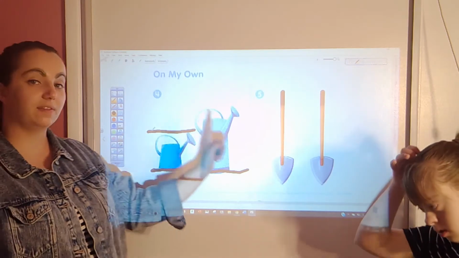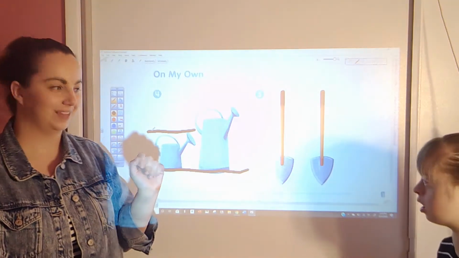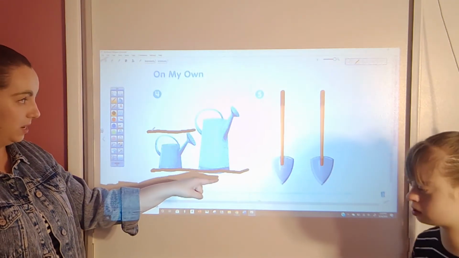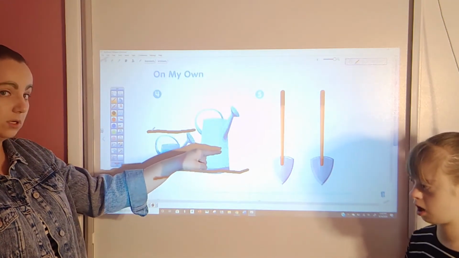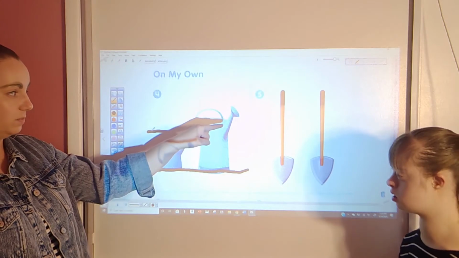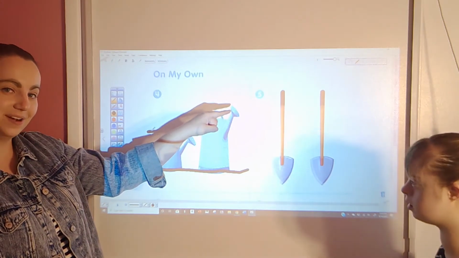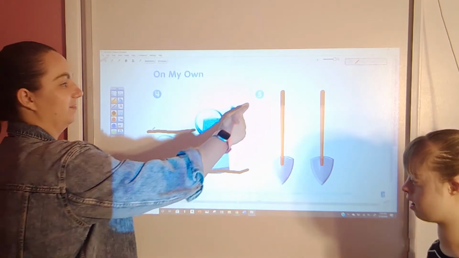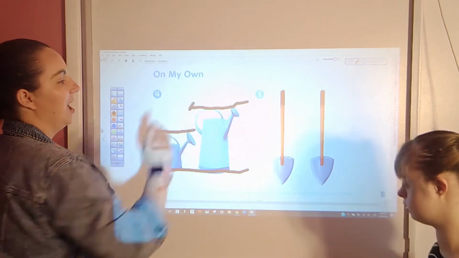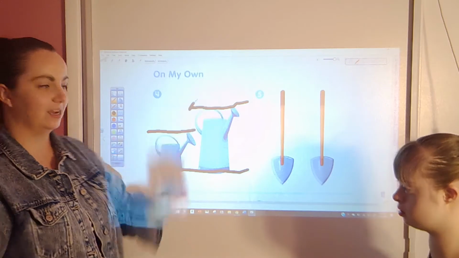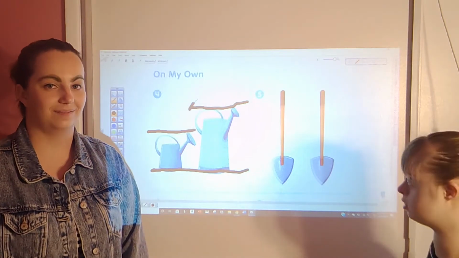Now let's look at the next watering can. I'm going to start at the bottom, measure all the way up. Keep going till the highest part, right there, the watering spout. So I'm going to draw a line across to help me see the height of that watering can.